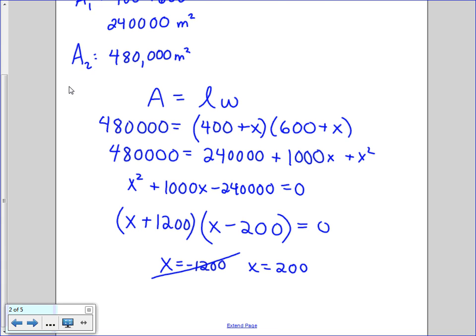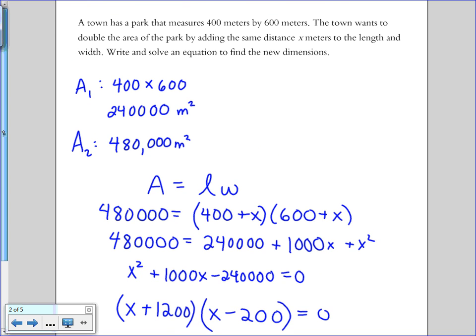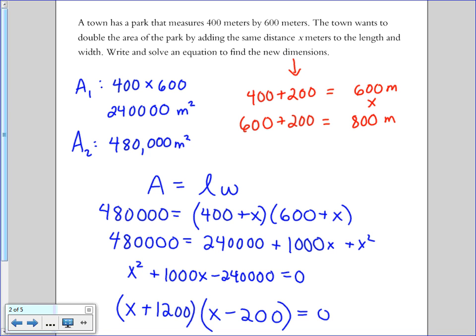So if x is 200, when we go back up and answer the question, it says write and solve an equation to find the new dimensions. The new dimensions of the park are going to be whatever 400 plus 200 is, and 600 plus 200, because we're adding x to both the length and the width. So the new dimensions of the park are going to be 600 meters by 800 meters. Okay?